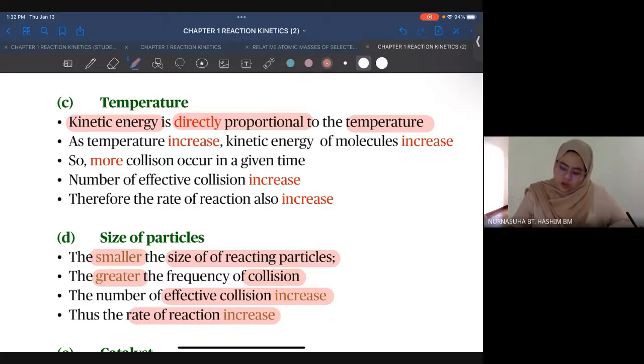Okay, so bila molekul banyak bergerak, so more collision occur. Okay, bila banyak pelanggaran berlaku, probability for effective collision to occur also increase. Therefore, rate of reaction also increase. Okay, so that's the temperature lah. Untuk temperature, you kaitkan dengan kinetic energy.